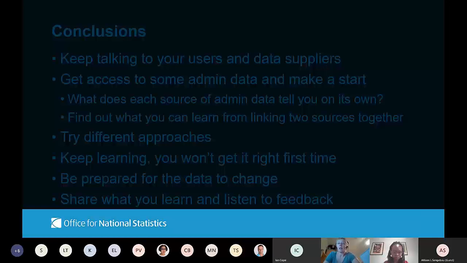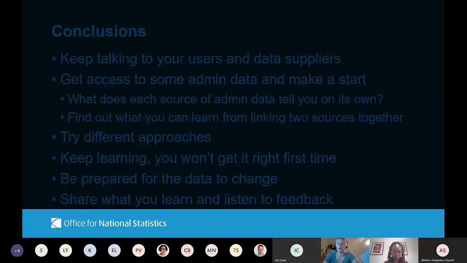To summarize, what I would say is, throughout what you're doing, keep talking to the people that are using the information you provide, and keep talking to the people that supply the admin data that you're using. Try to get access to some admin data and make a start.